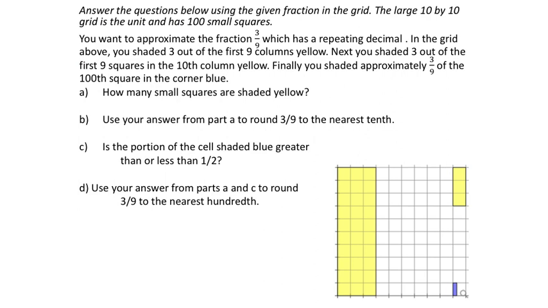It's 3.4 repeating. Like I was saying, this is one of those that's just going to be on the assignment. We're going to go over this one just so you can see how to do that, whichever one you get on the assignment. So we want to approximate the fraction 3/9, which has a repeating decimal in the grid above, but it's below for us.